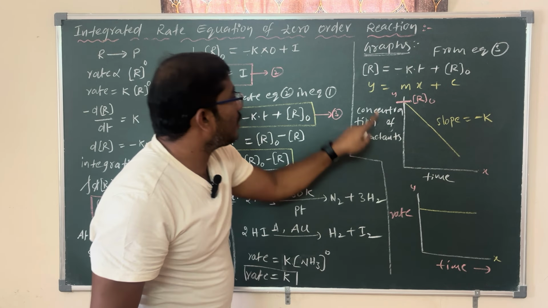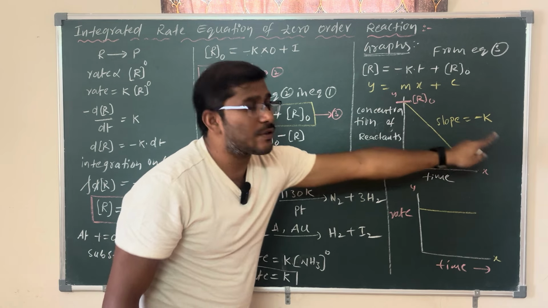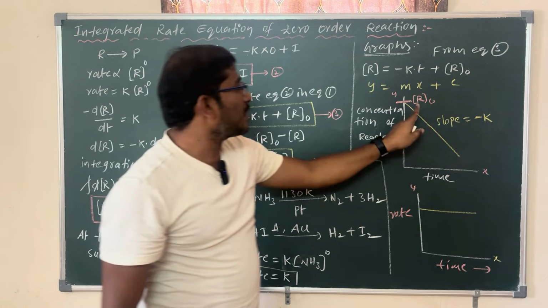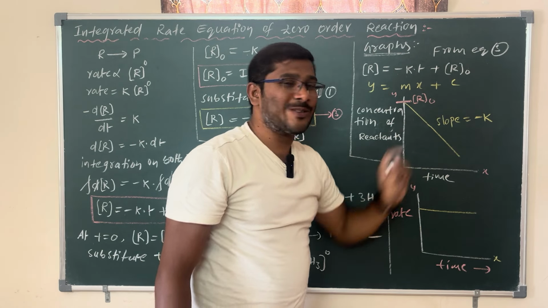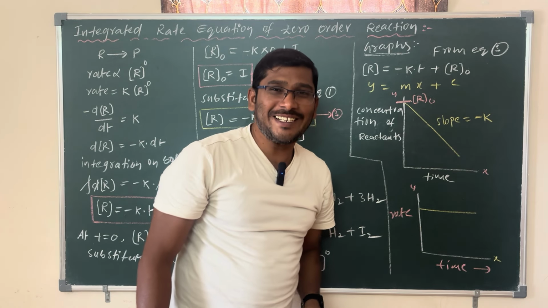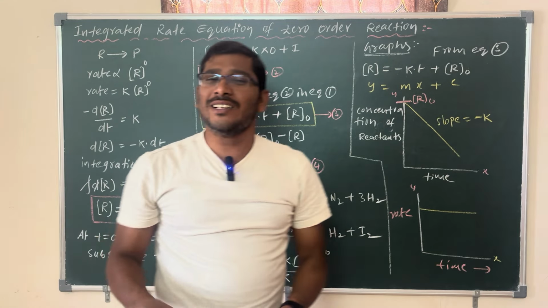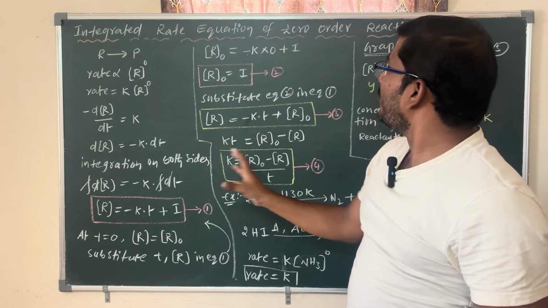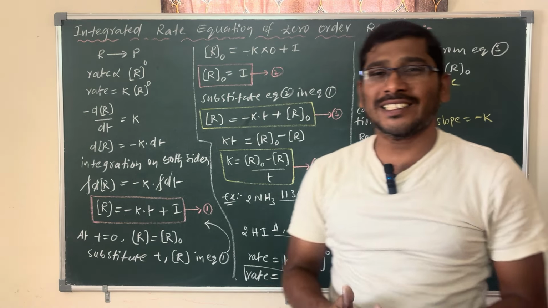With respect to time, concentration of reactants gives a negative slope, with intercept equal to initial concentration and slope equal to minus K. Students, so this is the total information about the integrated rate equation of zero order reaction.